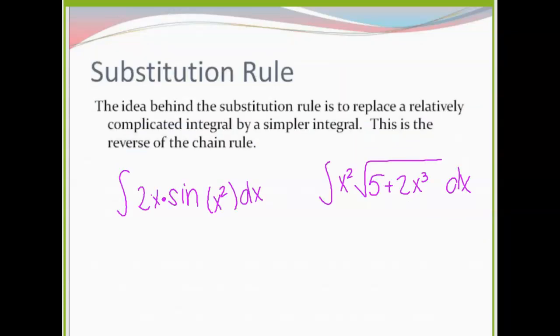So what we're going to do is the substitution rule. The idea behind the substitution rule is to replace a relatively complicated integral with a simpler one. So we're going to take something complicated and make it simple. This is the reverse chain rule for integration. So this is the chain rule in reverse. So U-substitution is the chain rule of integration. U-sub is the chain rule of integration.